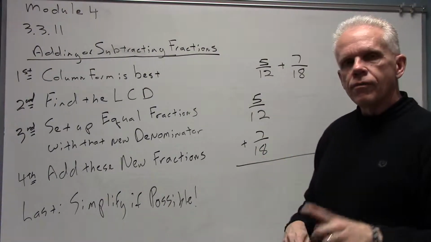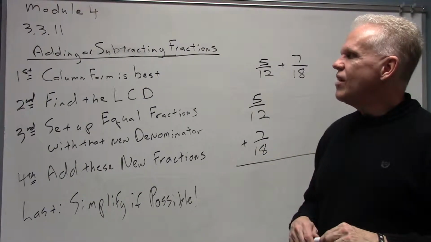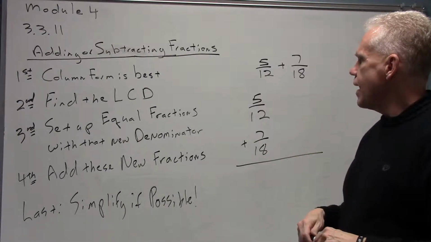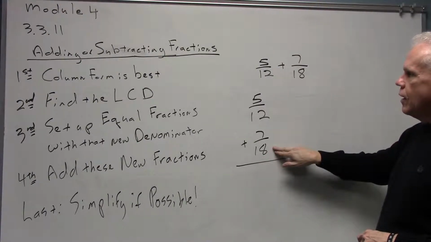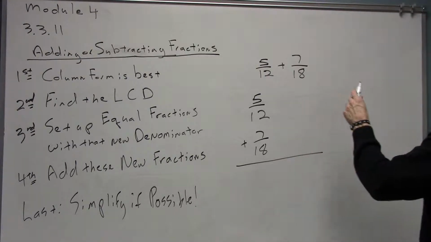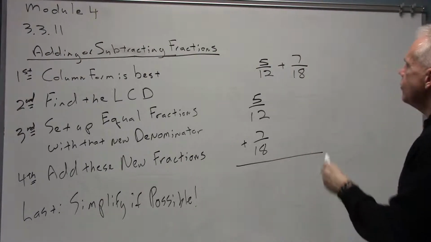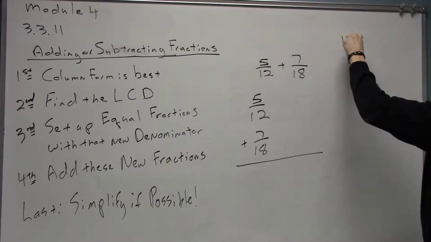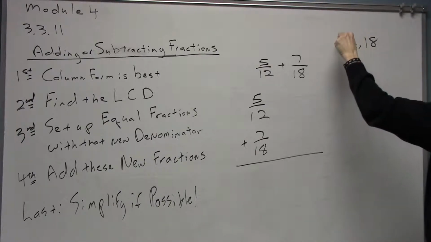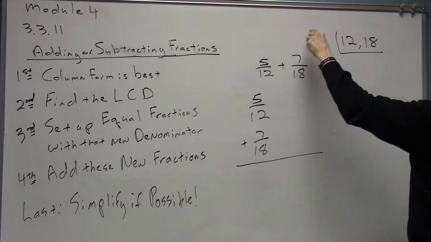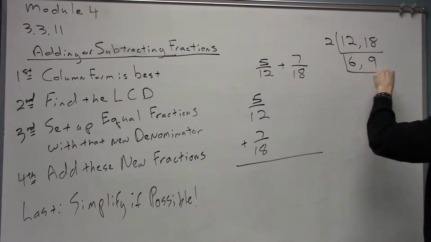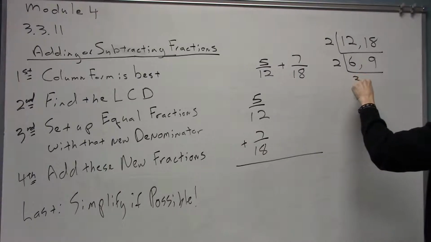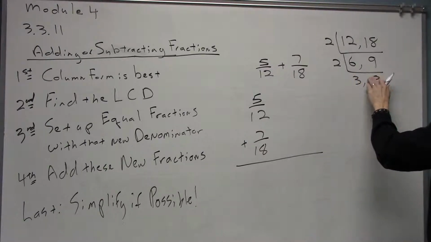Now, the next thing I need to do is find the least common denominator for these 2 fractions. My denominators are 12 and 18. So I want to find the LCD for 12 and 18. I'm going to use my upside down division here, using my primes, starting with 2: 6, 9, 2 again, 3, 9.